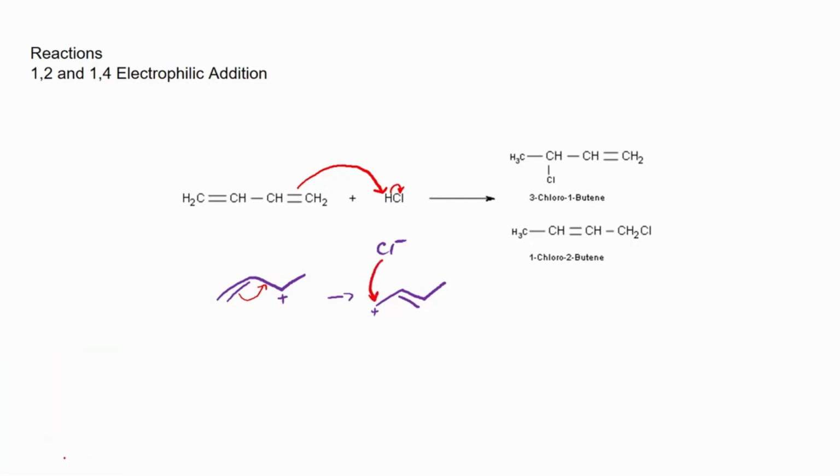So not only do we have the expected 1,2 addition, and this is carbon 1, this is carbon 2, at least in this view. When we name it, of course, we have to renumber in order to decrease the numbering on our functional group. Not only do we have that 1,2 addition, but we also have the 1,4 addition. So that's how we get those products from a conjugated system.